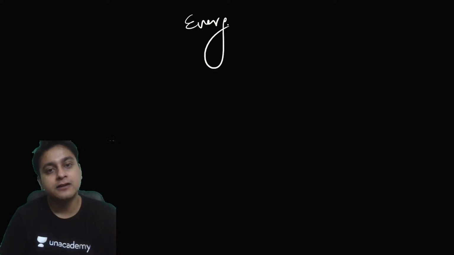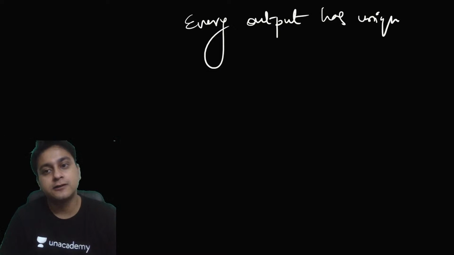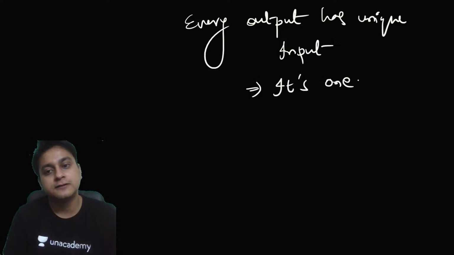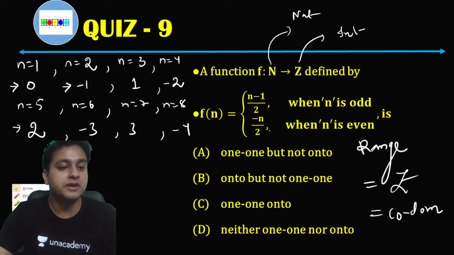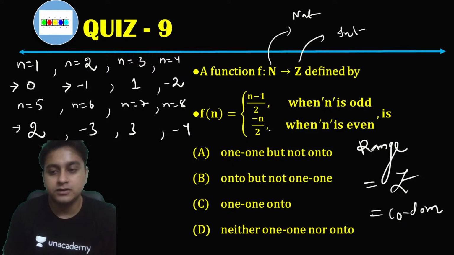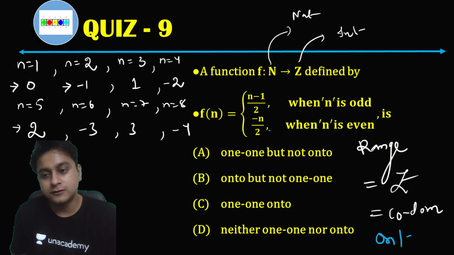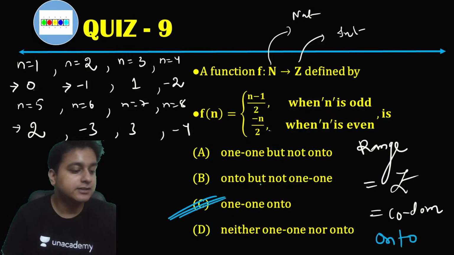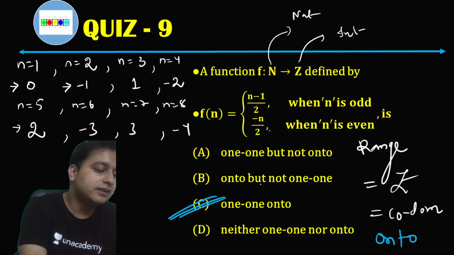So guys, every output has a unique input, isn't it? Implies it's 1-1. And we already had range equals codomain, so it was already onto. It is onto also. So 1-1 onto is the answer. Clear? Such a great question, right?